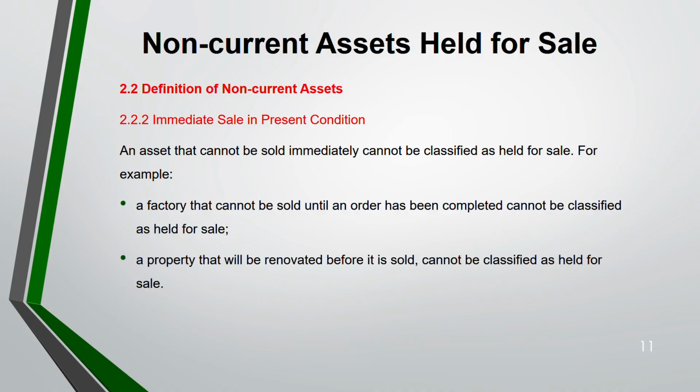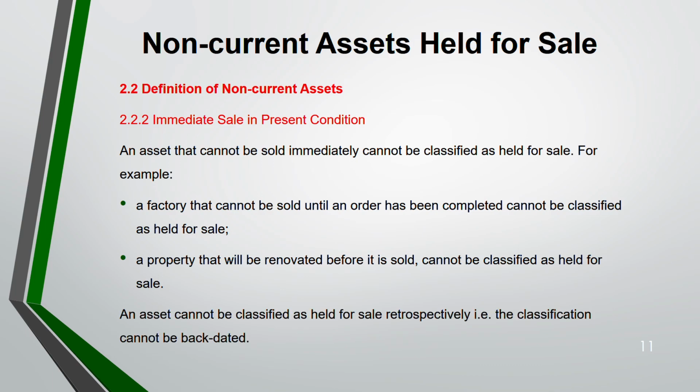Property that will be renovated before it is sold also cannot be classified as held for sale, because renovation takes time. So, an asset cannot be classified as held for sale retrospectively. That means classification cannot be backdated. You can't go back and change the classification.